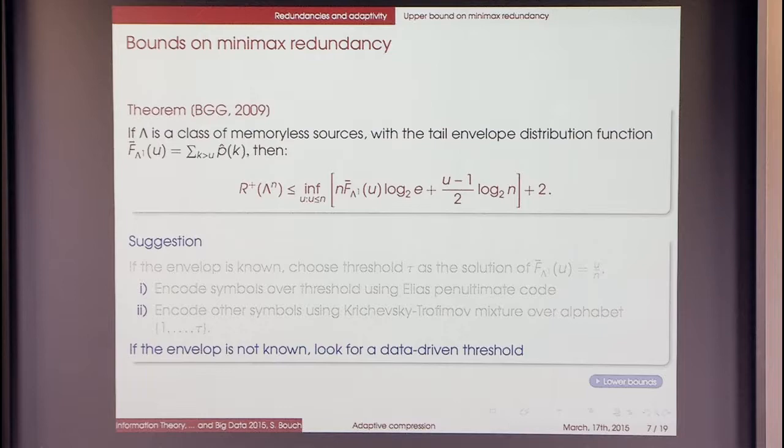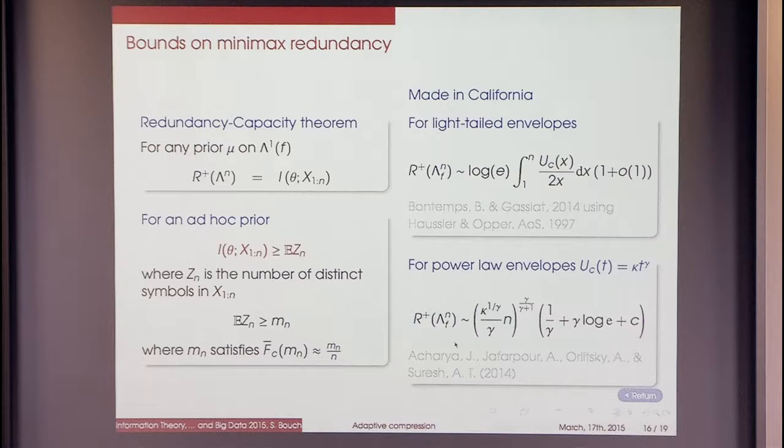So I just make an aside about the lower bounds. For getting lower bounds on minimax redundancy, you don't really need to go through Fano's lemma. You can use the redundancy-capacity theorems that say that this lower bound should be of the form of mutual information between the parameters, something that parameterizes your sources, and the message, for some Bayesian game. And actually, by playing on ad hoc priors that are tailored to the envelopes, you can check that there is a not so bad bound, that this lower bound is not less than the expected number of distinct symbols in a message, which in turn can be shown to be related to the solution of this equation, which was given by the ideal thresholds.